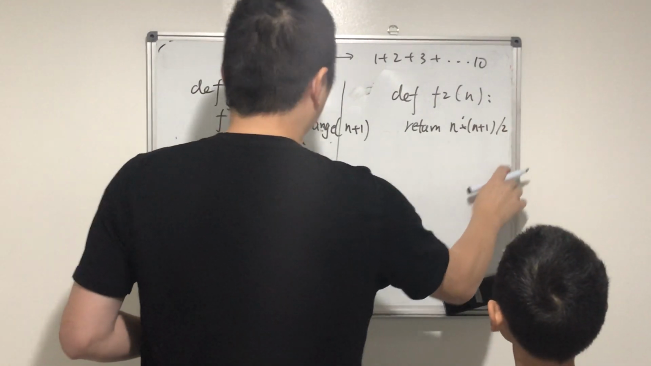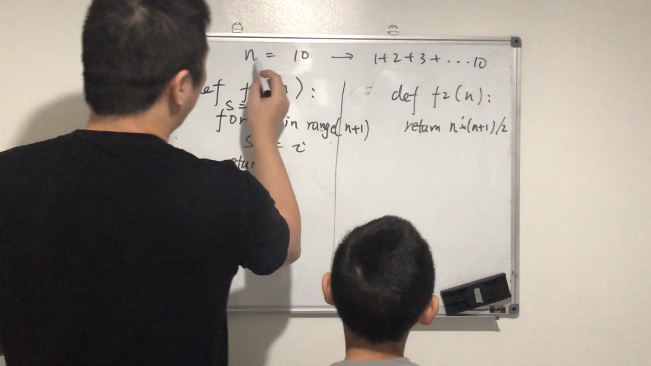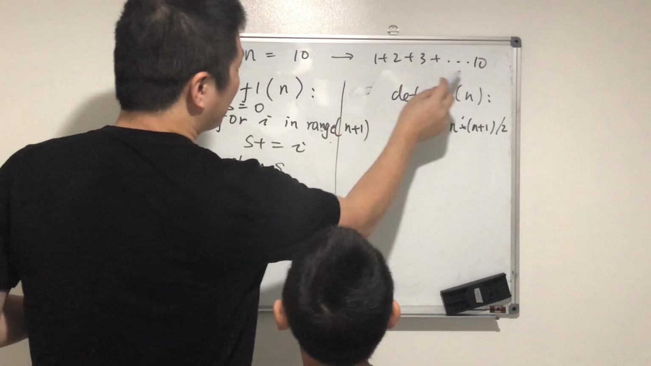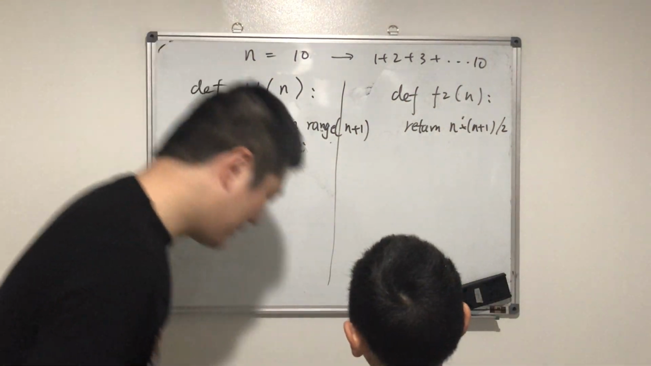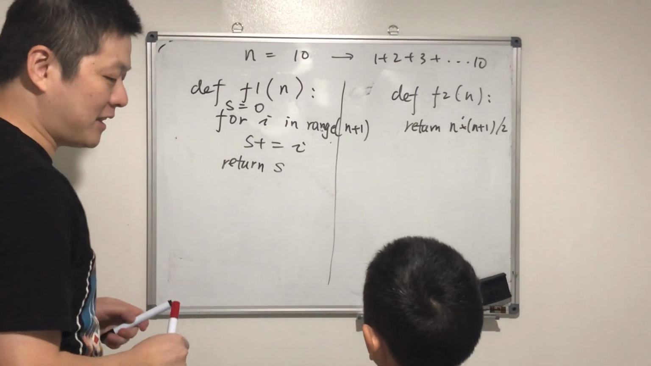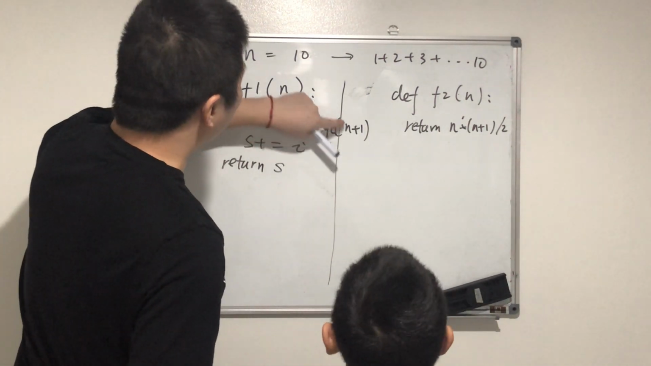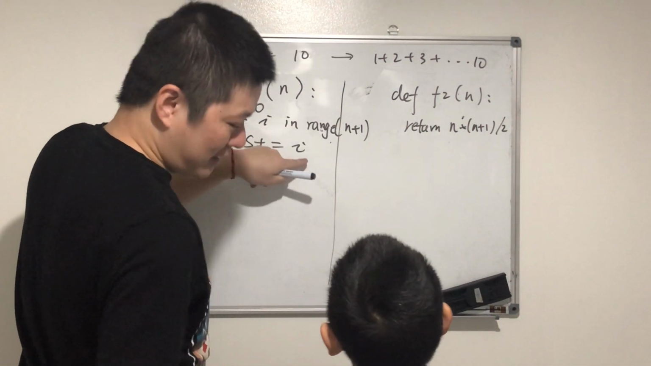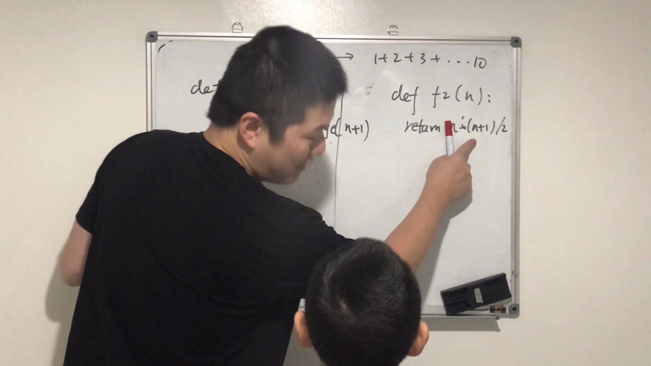Okay, so can you tell me which one is better? Both can compute the sum of the first n positive numbers. Just take a guess. Algorithm complexity, remember? This one is just looping over the n numbers and adding each number into the sum. And this is just using the mathematical equation.